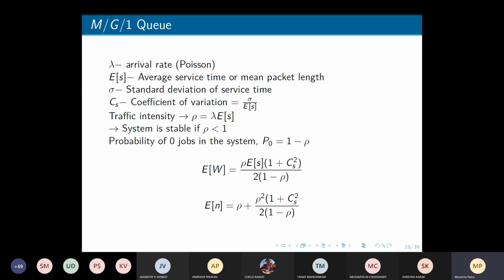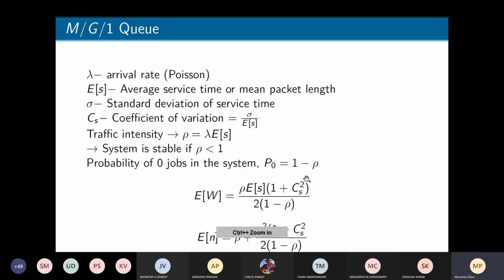Now if you do not know what distribution it is following, what do we know? We generally put it under the general distribution. So in those cases, how do you represent such a system, and how do you analyze all of these values?